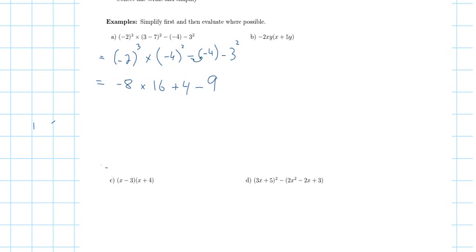So in this case, I have negative 8 times 16. What's negative 8 times 16? Negative 128. And then all I have here is addition and subtraction. So I'm going to have to do negative 128 minus 9 plus 4. It doesn't matter in this case, so you can do it all together if you want. So what's your answer for this? Negative 133.